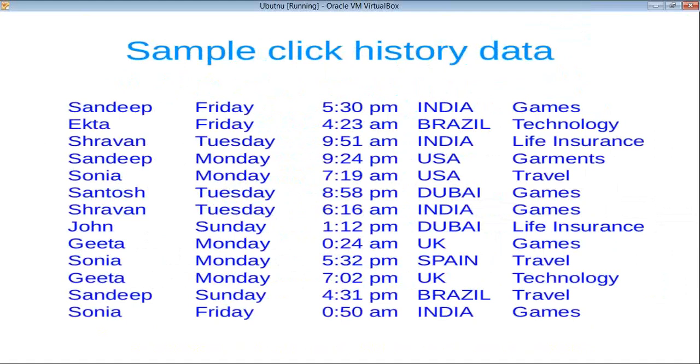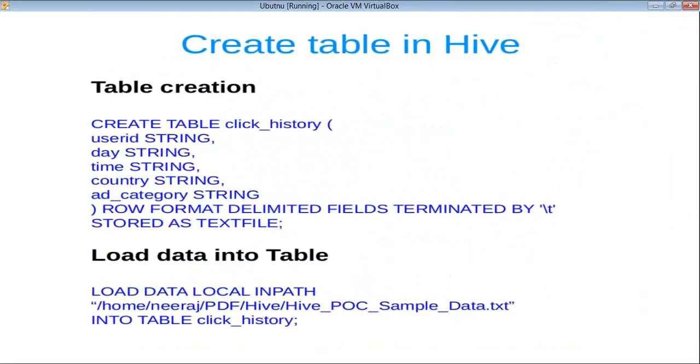So this is all about our sample click history data of Facebook. Now we are moving to the next slide, which is create table in Hive. As we have already had a look at our sample data, it's time to create the table. So this is the command for creating the table. You can quickly have a look.